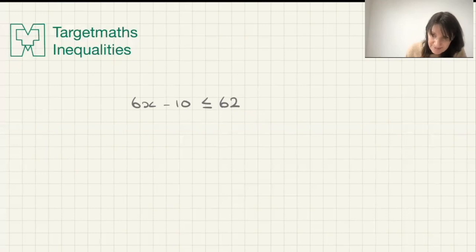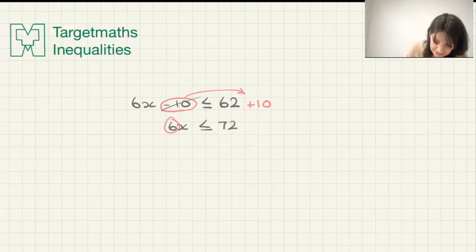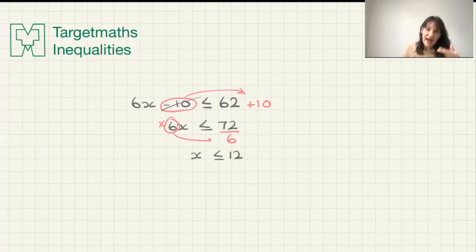Okay, so 6x minus 10. The last thing I say, minus 10, is the first thing I hop. It's going to land as plus 10. That's gone, leaving me just 6x on that side, and 62 plus 10 is 72. The 6 is now moving. It's a times on that side, so it lands as a divide. X is now on its own, and 6 into 72 goes 12. And that is the algebra done.